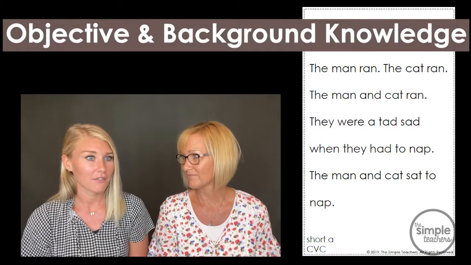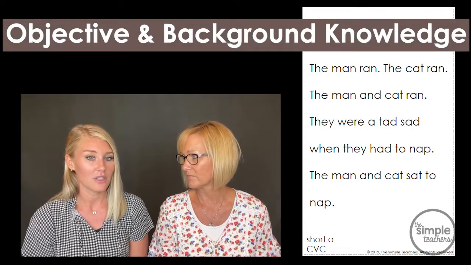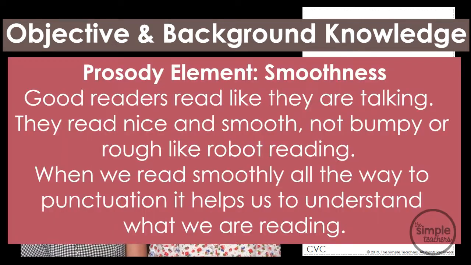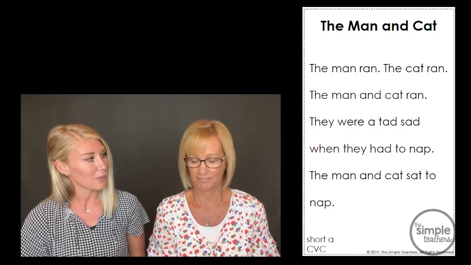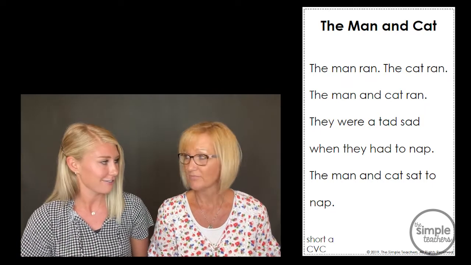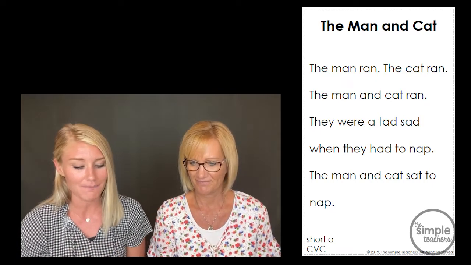Yay. Here we go. All right, class, good readers make their voice sound natural like they're talking, and we can do this in fluency. So we're going to work on the element smoothness. Smoothness is when we make our voice sound smooth, not choppy or rough or bumpy or robot reading. We sound smooth. So we read smooth all the way to the end of a sentence where there's punctuation. And we read smooth through punctuation. So that's smoothness. So listen to my voice as I read, and then you're going to read with me. We might do some echo reading, buddy reading, and reading on your own. So let's practice smoothness. Listen to me.